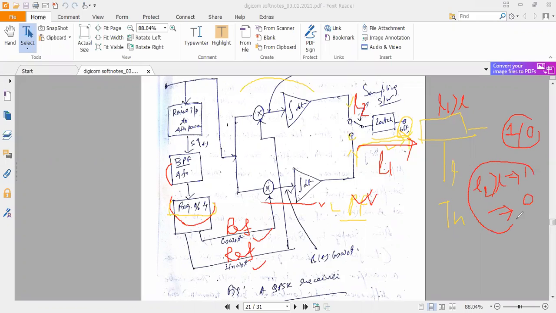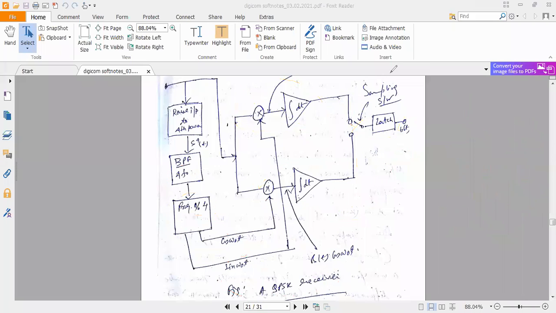So in that way, we can select 1 and 0. So this is your QPSK receiver, the schematic diagram of a QPSK receiver. The QPSK transmitter and receiver we have discussed in detail here. You can go through and follow these class notes and video lectures. Also, you can follow the Sanjay Sharma book.